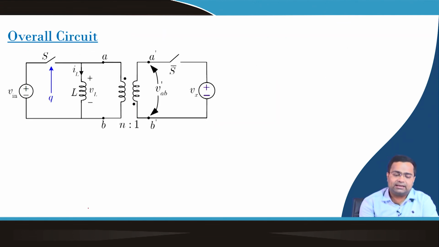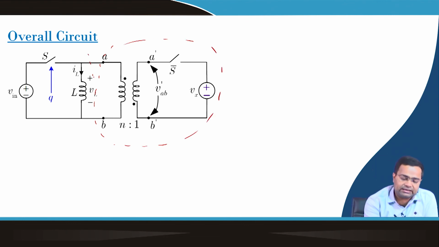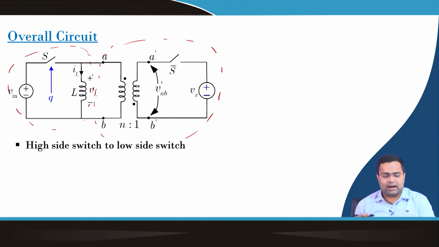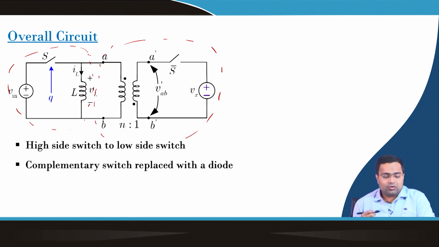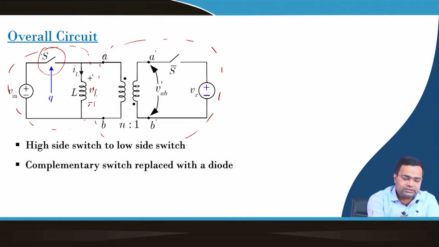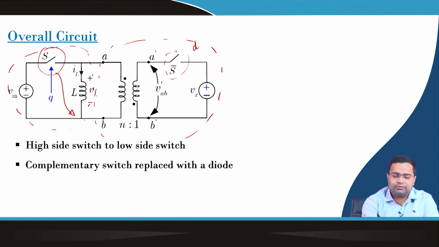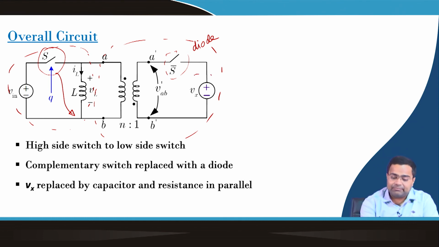Now the overall circuit, we can merge these two circuits. This part we have merged. Earlier there was an inductor, and this is the part of the buck boost converter. If you merge these two parts, then the high side switch we can take to the low side. The complementary switch can be replaced by a diode, and Vx can be replaced by a capacitor and resistance in parallel.